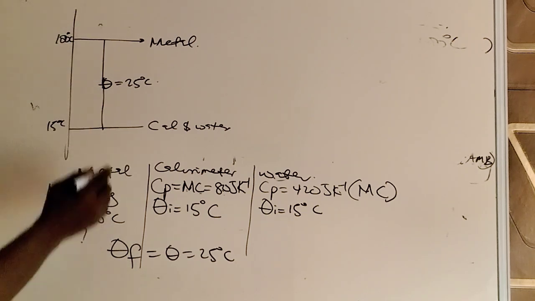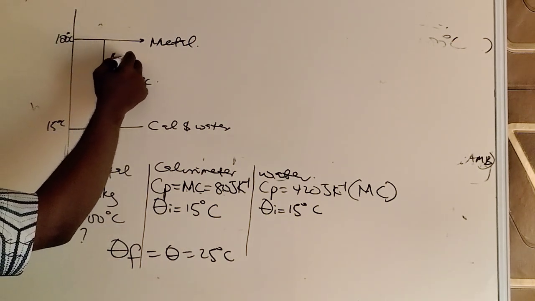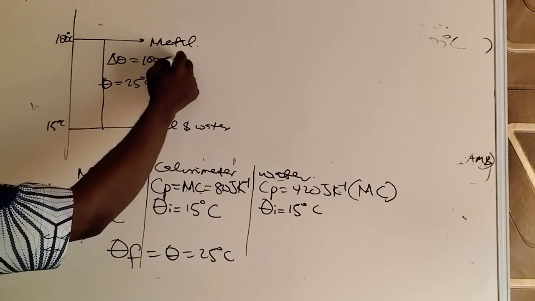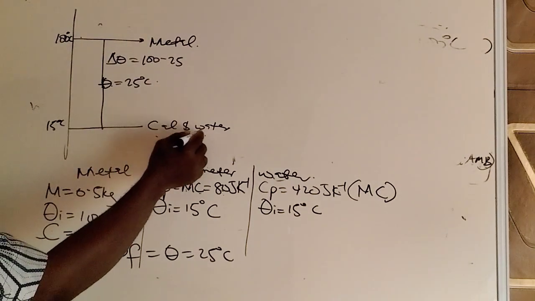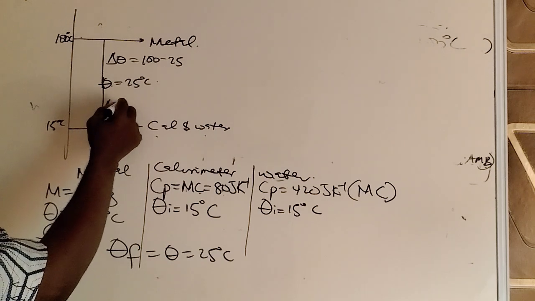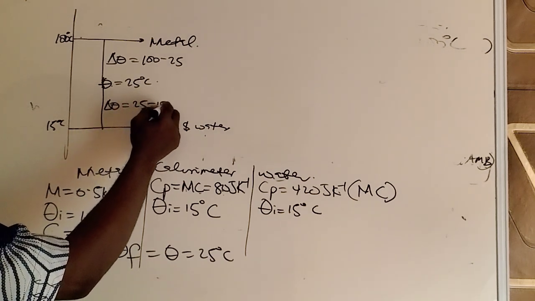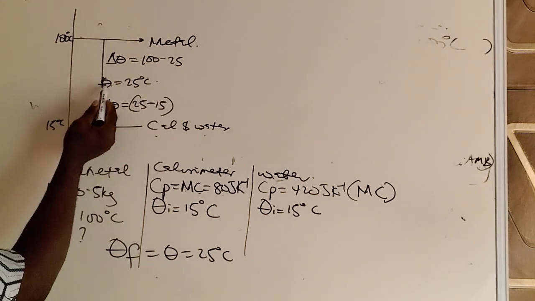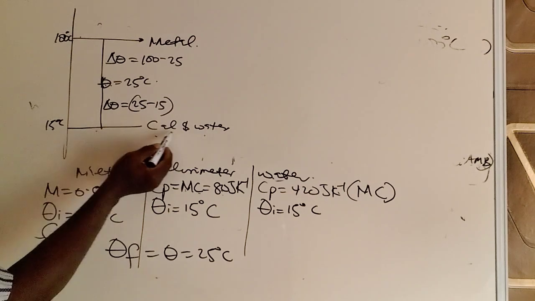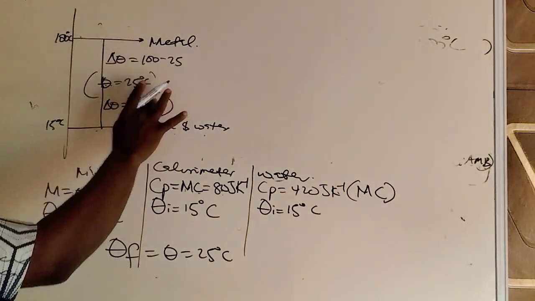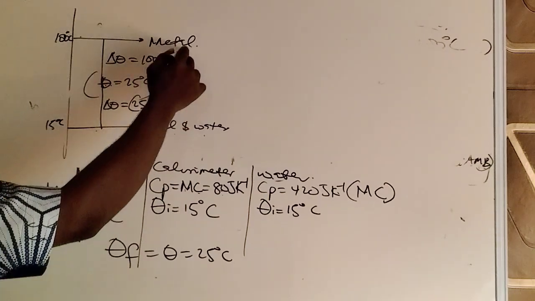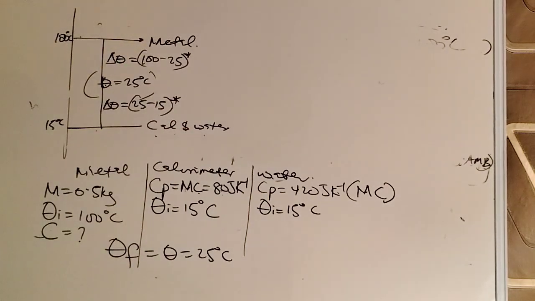The temperature change for the metal will now become 100 minus 25, because the metal has a higher temperature than the final. While for these two, the difference in temperature is going to be 25 minus 15, because the final is higher than their initial. So you have to note all these important points. This and that we're making here. So having done that, we see that the metal is losing heat.